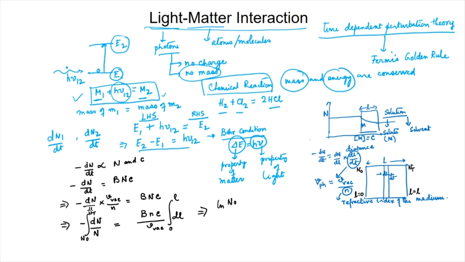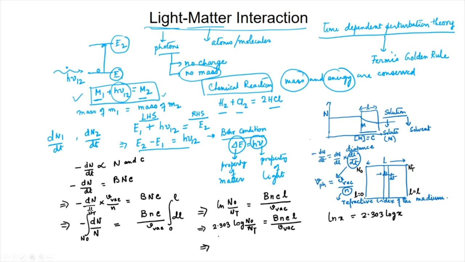So, if you integrate this, what we get is ln N0 by Nt equals B n C L by V vacuum. But we know that we can represent ln x as 2.303 log x. So, we can write from this 2.303 log N0 by Nt equals B n C L by V vacuum. Now, if I take 2.303 on the right hand side, we can write log N0 by Nt equals B n divided by 2.303 V vacuum times C times L.